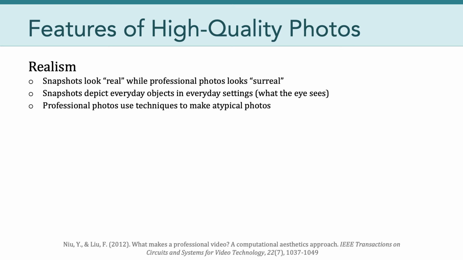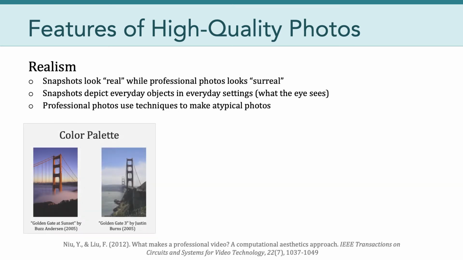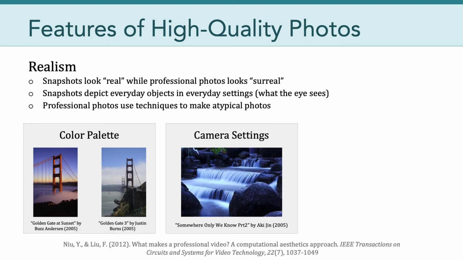So let's take a look at some examples. One of the ways that professional photographers make their photos stand out is by changing the color palette. They will wait till certain times of the day to get just the right lighting. Another example is that professional photographers are able to manipulate their camera settings, adjusting the focal length, the aperture, and the shutter speeds to show different perspectives and create different moods.